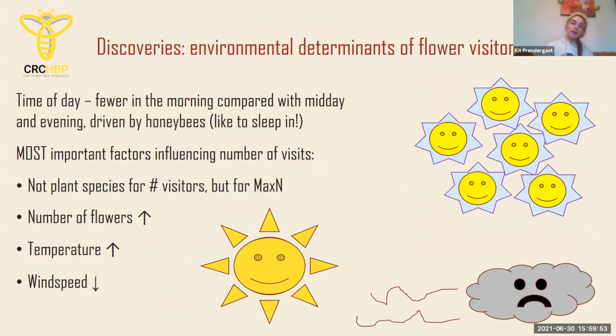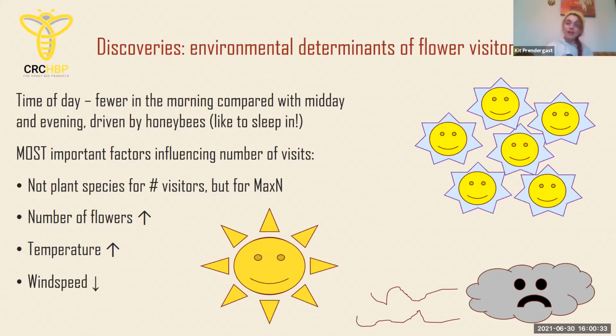Now, what I did was I wanted to know what the key determinants of visitation were. So I used a multivariate model selection procedure, and I put in all the potential explanatory variables of what influences visitation. I found time of day was a key component. So there were few visits in the morning. This is mainly driven by honeybees, and this makes sense. They're ectotherms, they need to be warmer, and so they were foraging more in the afternoon and midday periods.